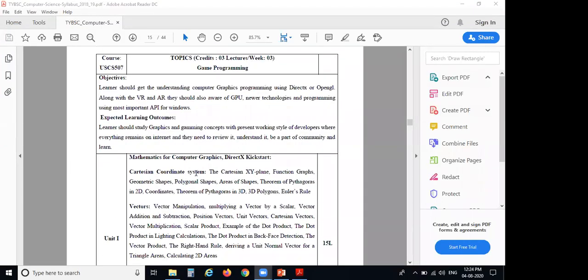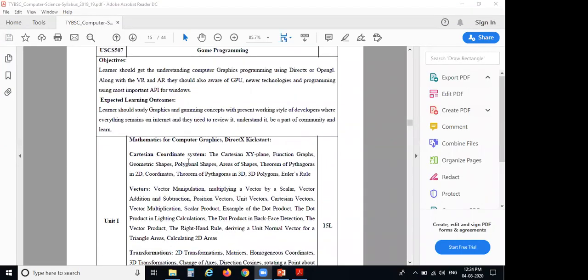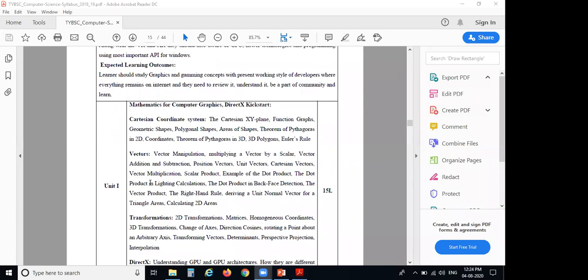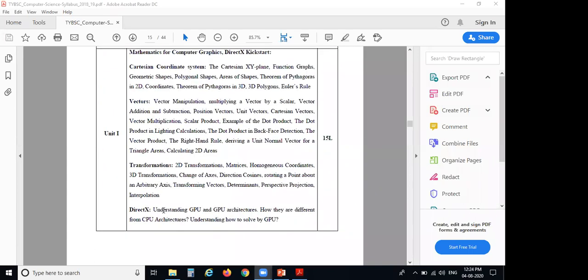In unit first, you have to study the Cartesian coordinate system, vectors, transformations, and DirectX. These are the basic concepts, not in depth. That means what vectors are and examples on that are not under this syllabus. You have just an overview of these concepts and how to use them in game programming.